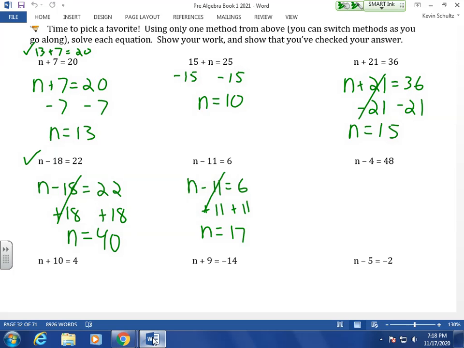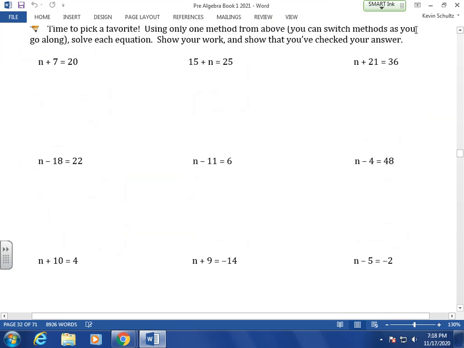Last one in this row, n minus 4 equals 48. Opposite of subtracting 4 is adding 4. Do that to both sides. N equals 52 for that row to finish it out. All right. I will scroll down to the next section here.